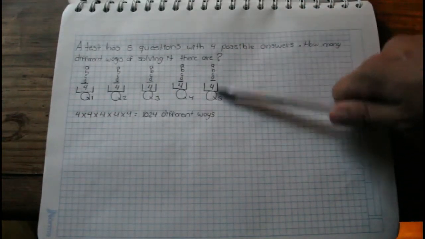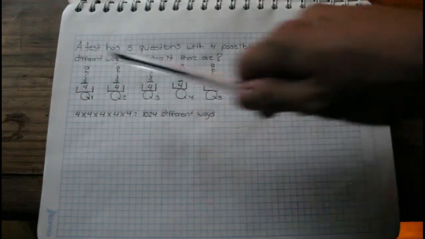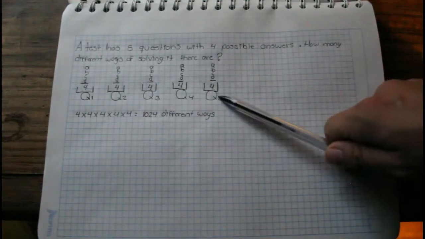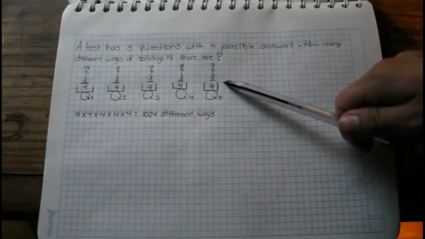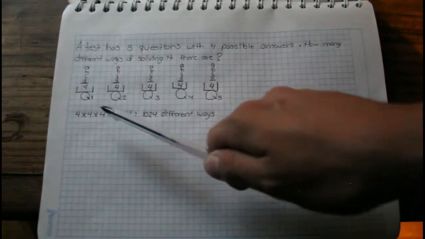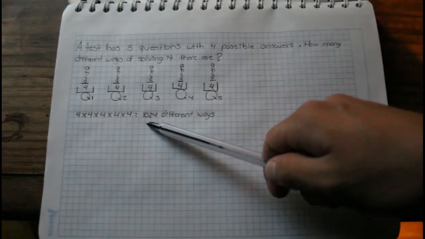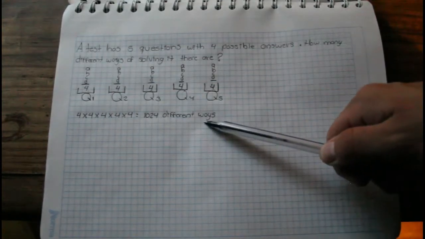So, for getting the different ways of solving the quiz, we need to multiply the possible answers for each question. But it's not 4 times 5. We need to multiply 4 times 4 times 4 times 4 times 4. After making the multiplications, we end up with 1024 different ways of solving the exam.